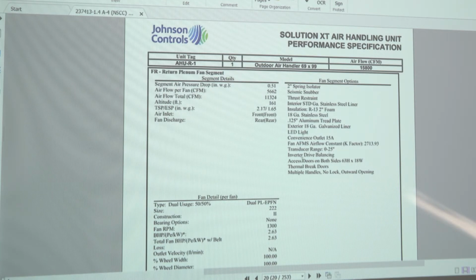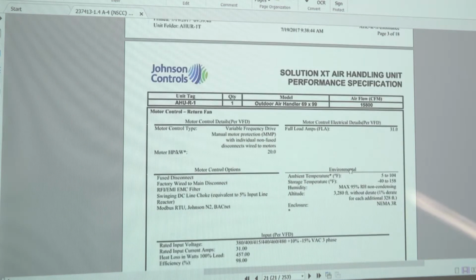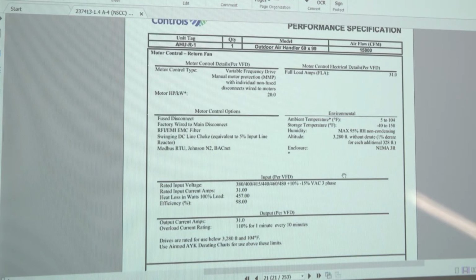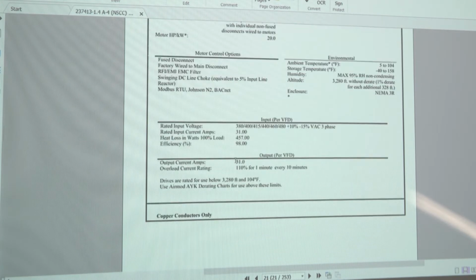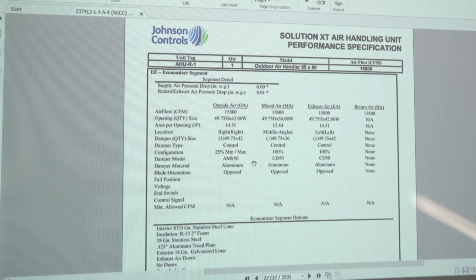Okay, it talks about the transducers, the drives, access doors, outward opening doors, motor controls, your fuse disconnects. Okay, again, you start to see some of the communication protocol. These are all communicating on a BACnet link. You'll see some of your input and voltage requirements, your efficiencies. These are all part of the submittal data.